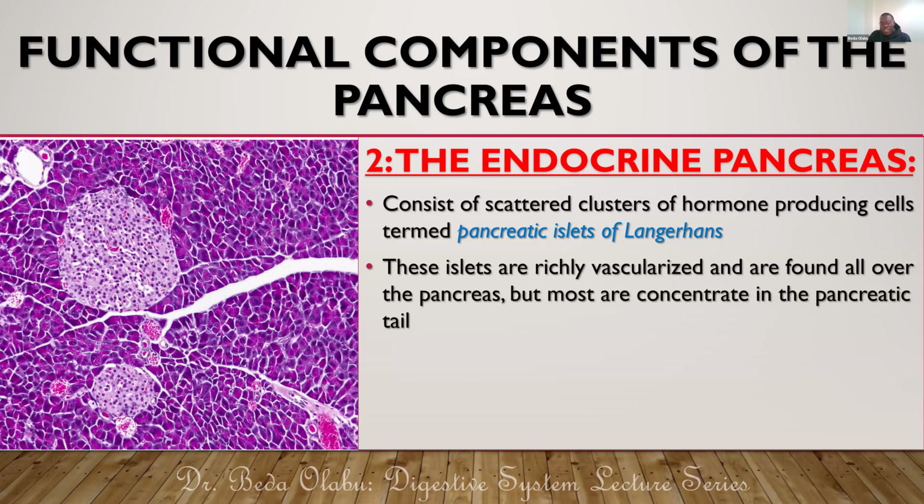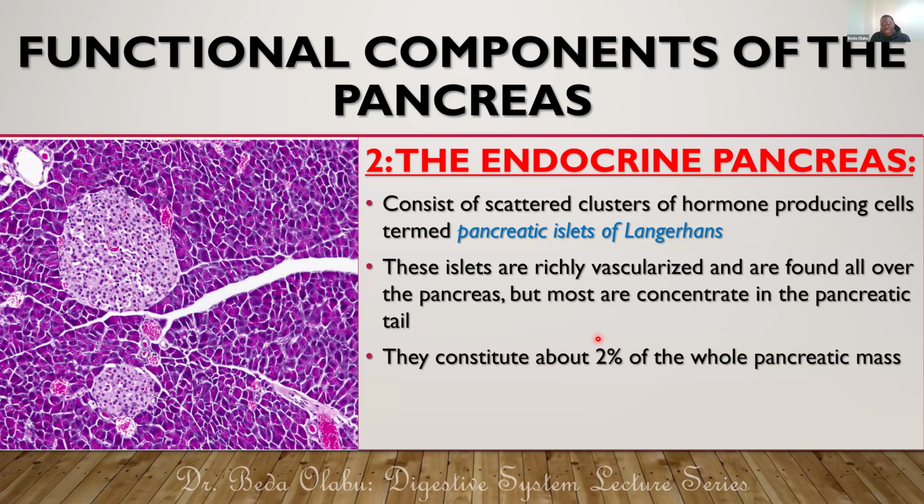The islets are usually found all over the pancreas, but most of them are concentrated in the pancreatic tail. That's why sometimes in surgeries like splenectomy, if the tail of the pancreas also goes, it may induce somebody to have diabetes. They constitute about 2% of the total pancreatic mass. I'm sure you're wondering where the 28 went. So the 28 is attributed to the stromal tissue of the pancreas. Remember, I mentioned that 70 is for the acini.